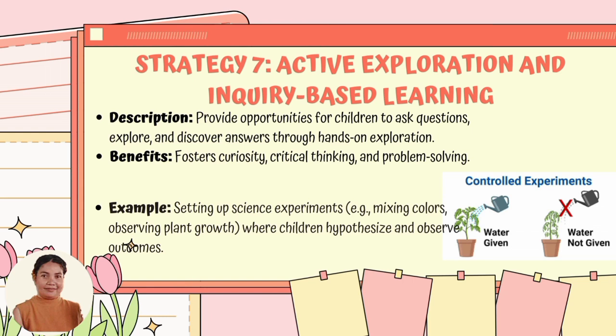Now let's proceed to strategy 7, active exploration and inquiry-based learning. Description: provide opportunities for children to ask questions, explore, and discover answers through hands-on exploration. Exploration and inquiry-based learning involve hands-on activities that encourage children to ask questions, investigate, and discover answers on their own. These activities foster curiosity, problem solving, and critical thinking skills.